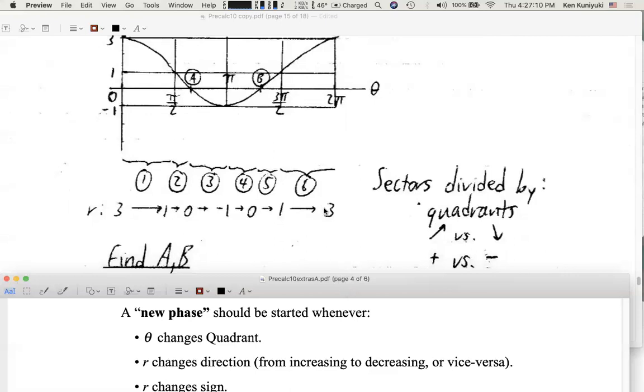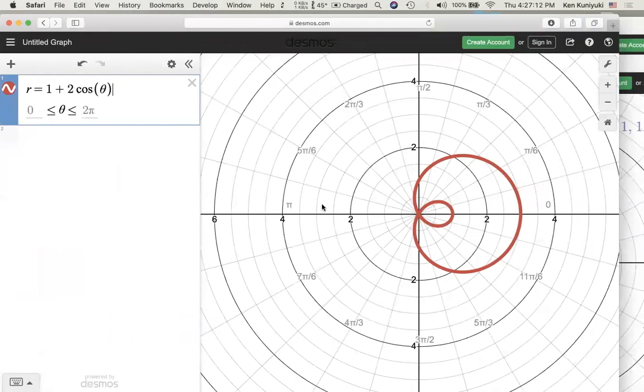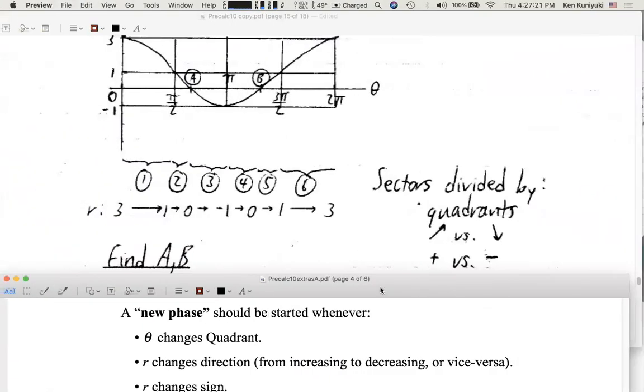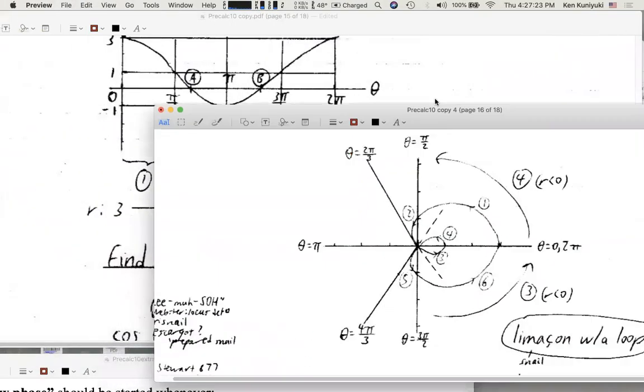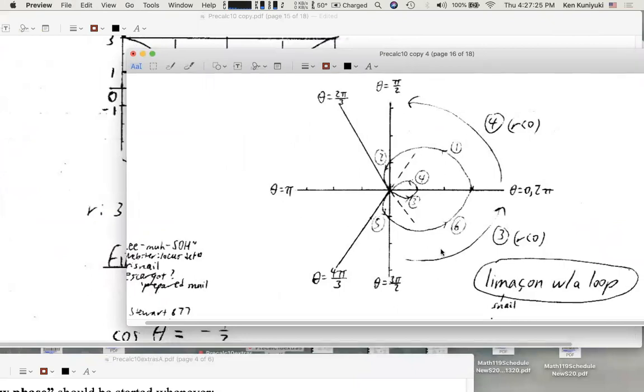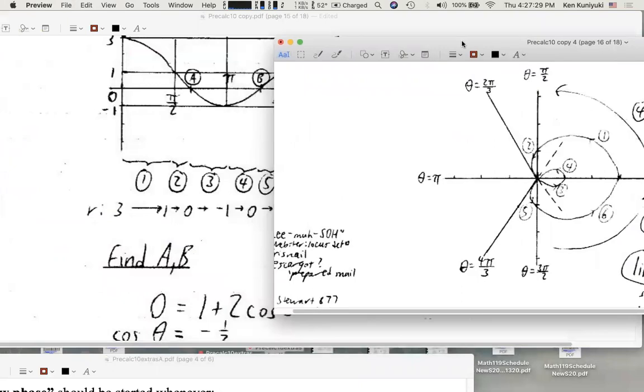Now, it turns out that we get what's called a limacon with a loop, although you should put a bunch of arrows here to indicate orientation. Desmos knows what it looks like. But let's try to trace this out. Okay. So here's my handwritten version. A limacon, like a snail, with a loop, an inner loop.